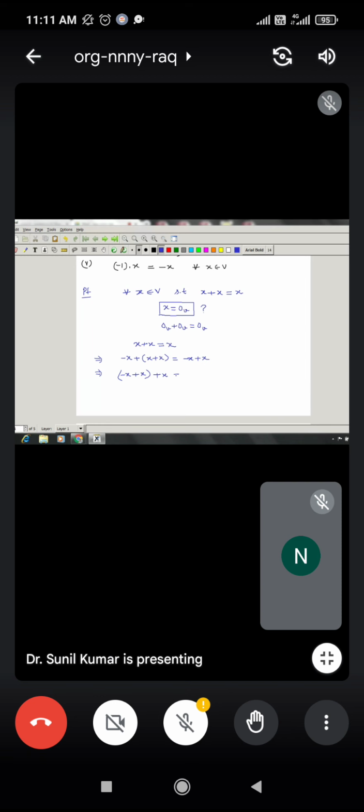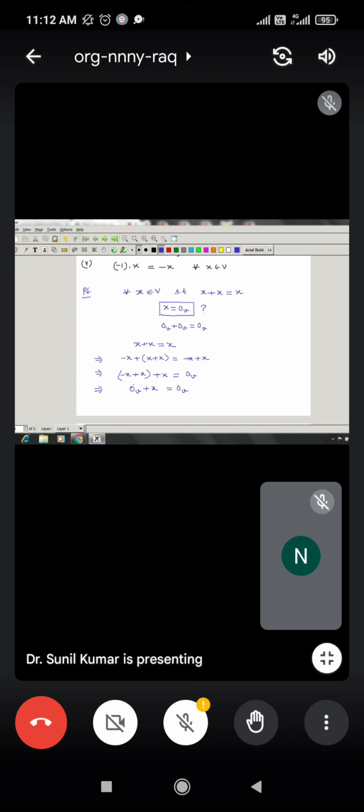Don't jump directly to the last step. There are some steps behind this, and we have to do them one by one. Because of the associativity, we have already discussed this. That's why we write this step. And what is the value on the right hand side? Because of the additive inverse, this 0 will be 0v. Similarly, because minus x is the additive inverse of x, we can write 0v plus x is equal to 0v.